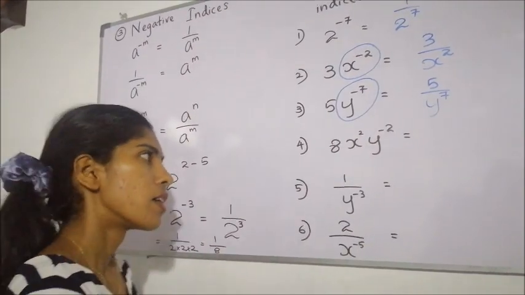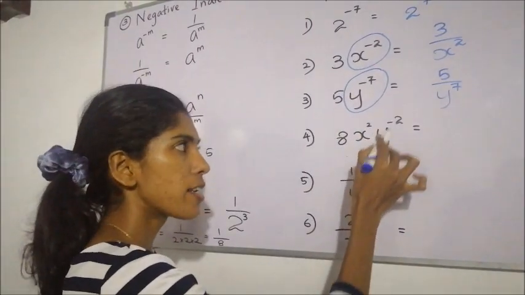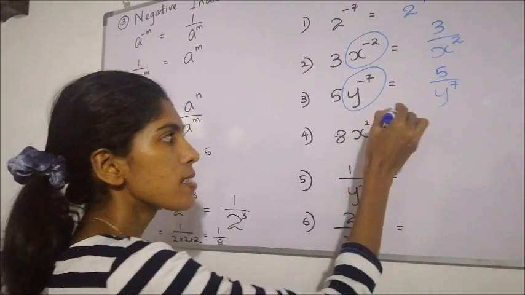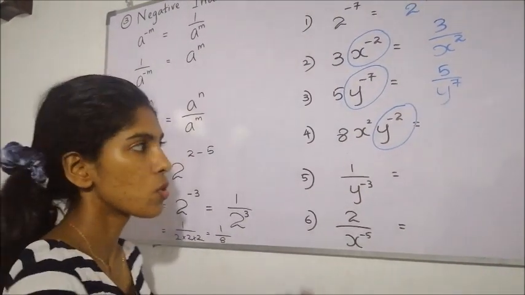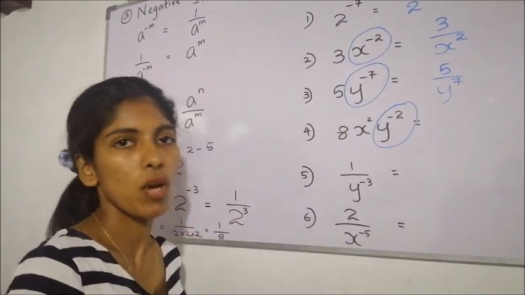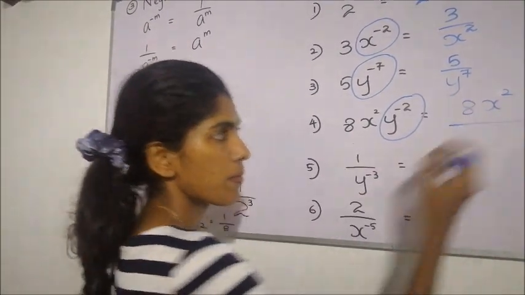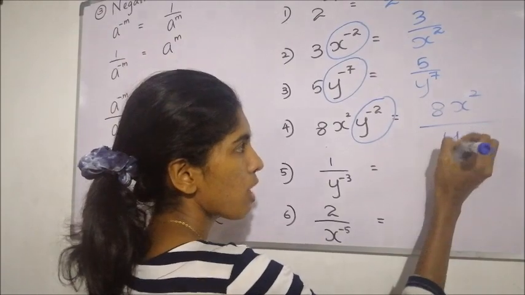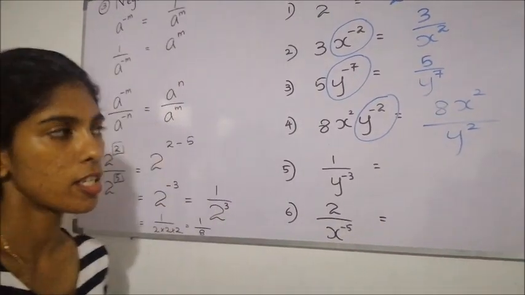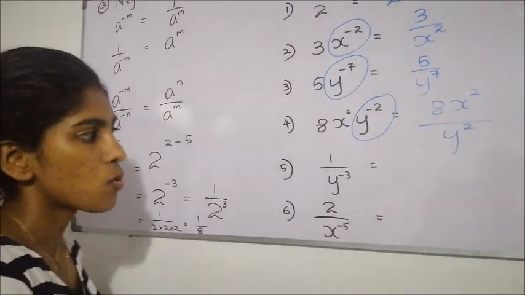Next one, 8 x squared and y to the power minus 2. Only this is negative. So we will take only that one down. Leave 8 and x squared as they are. And we will bring this down, y to the power 2. It became positive.